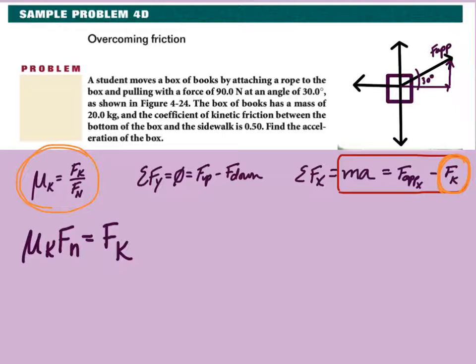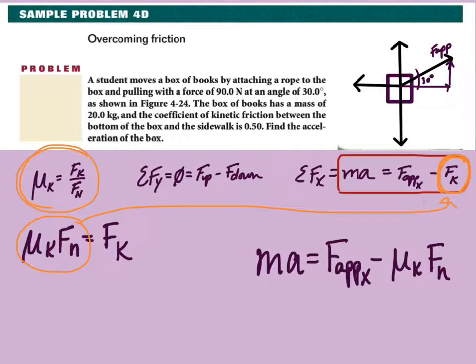Let's try that substitution. So now I'm showing that mass acceleration equals force applied x minus mu k Fn. Yay! Do I have everything I need? No, of course not. I don't have my normal force. And, you know, if you weren't already cautious, you know to be now, normal force is not always equal to mass gravity. In this case, we do have another force on the y-axis. Let's look at that for a minute.